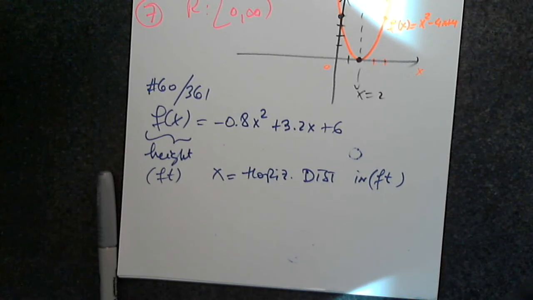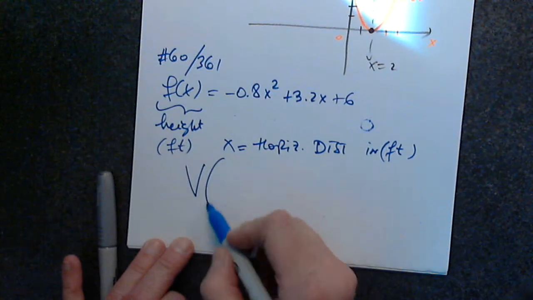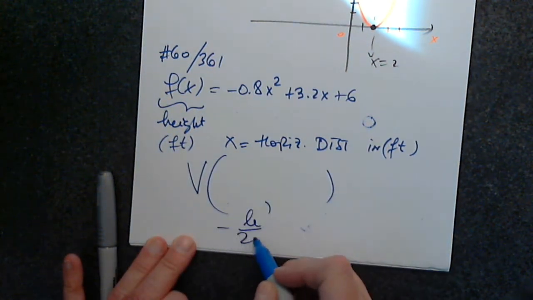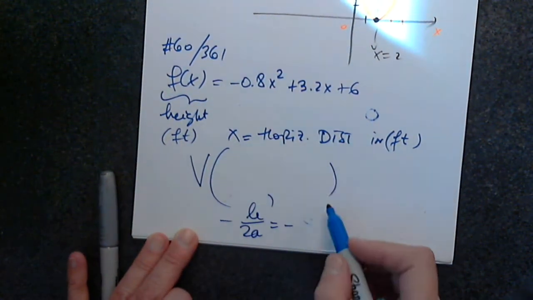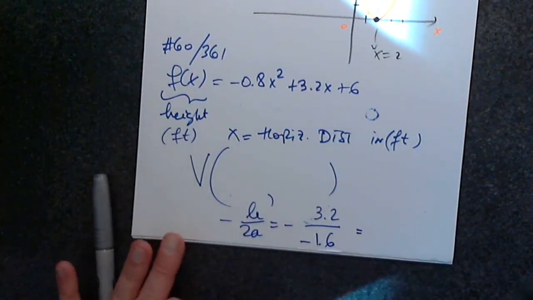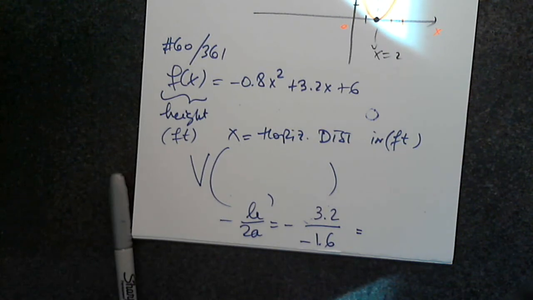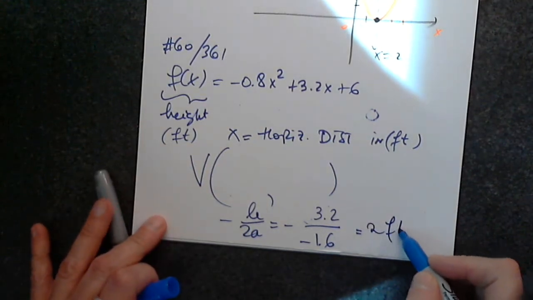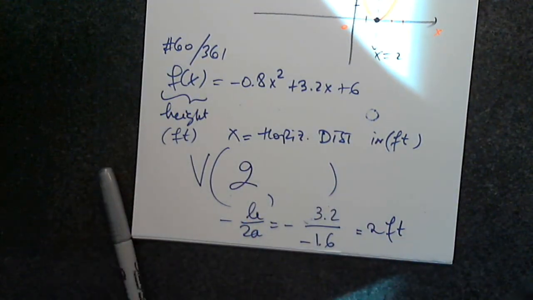Of course, I need to determine the vertex. I need to determine negative b over 2a. b is 3.2. 2 times a is negative 1.6. So I'm standing here, I throw the ball up in the air, and 2 feet from where I'm standing, it reaches its maximum. 3.2 over 1.6 is 2. So 2 feet away from me, it reaches its maximum.